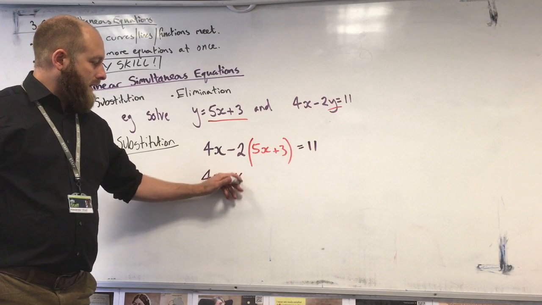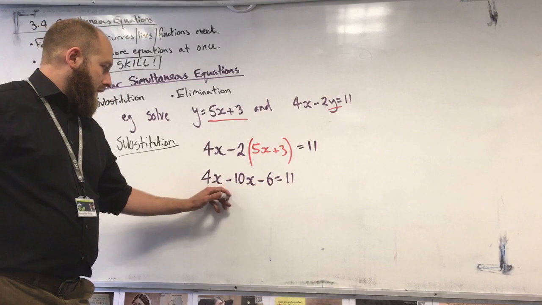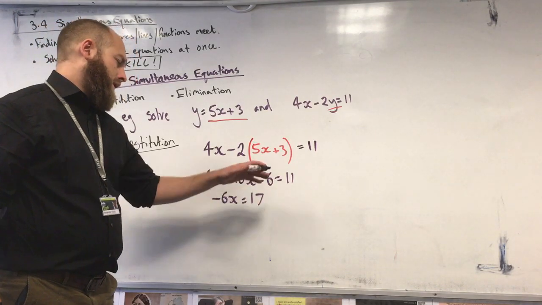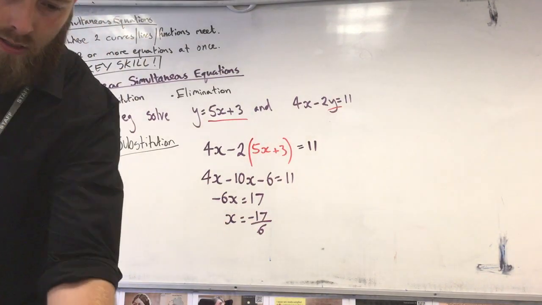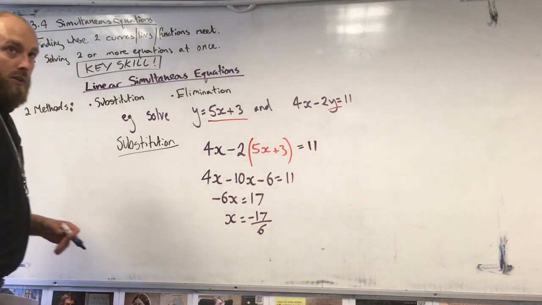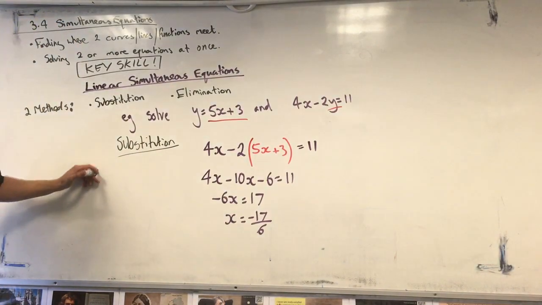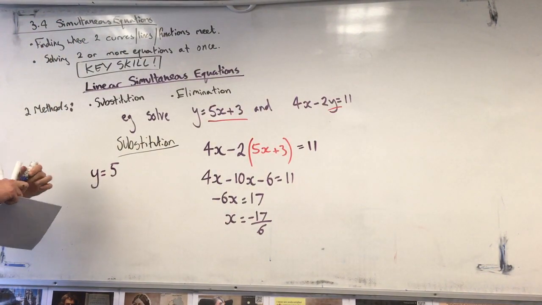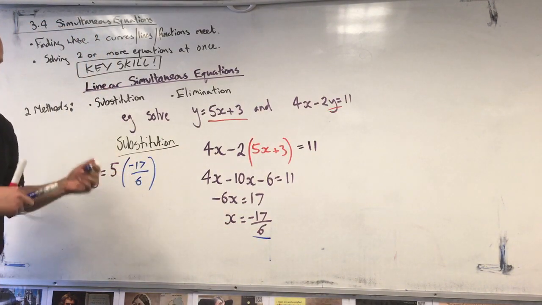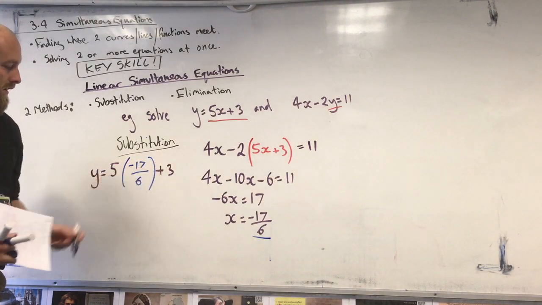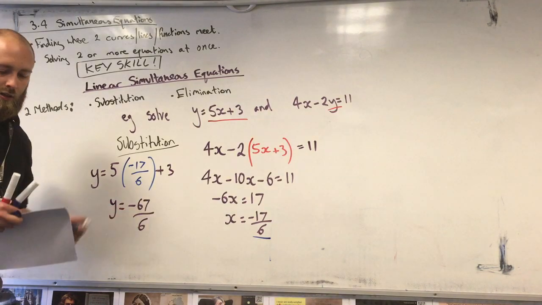So 4x minus 10x minus 6 equals 11. So minus 6x equals 17. So x equals minus 17 over 6. Now we haven't fully solved it because we've only found x. We need to put this back in order to find y. So we'll do that over here. So y equals 5 lots of our x value plus 3, which gives us a y value of minus 67 over 6.